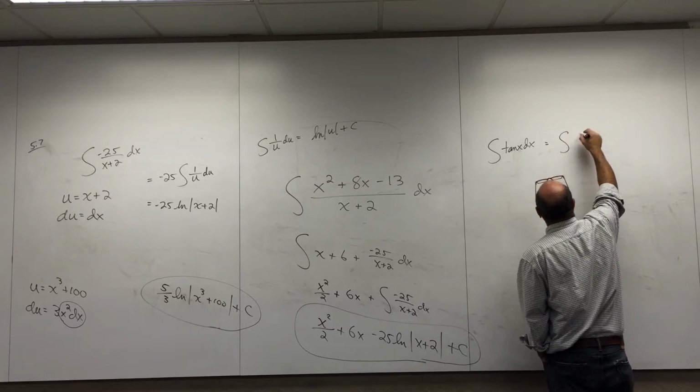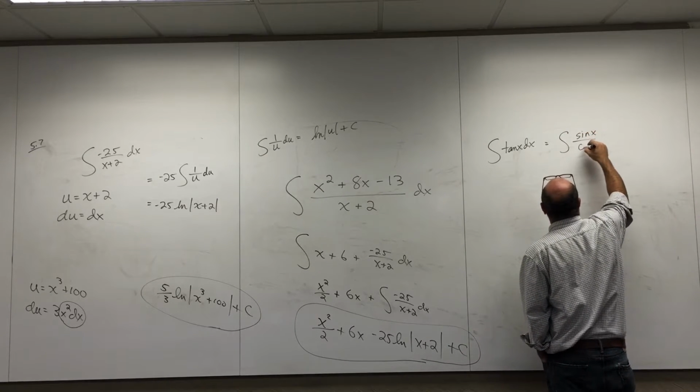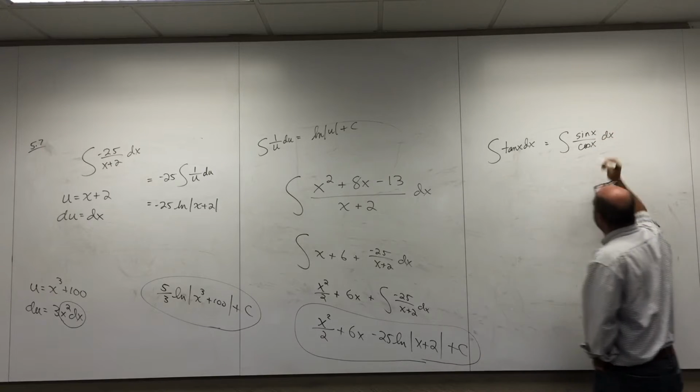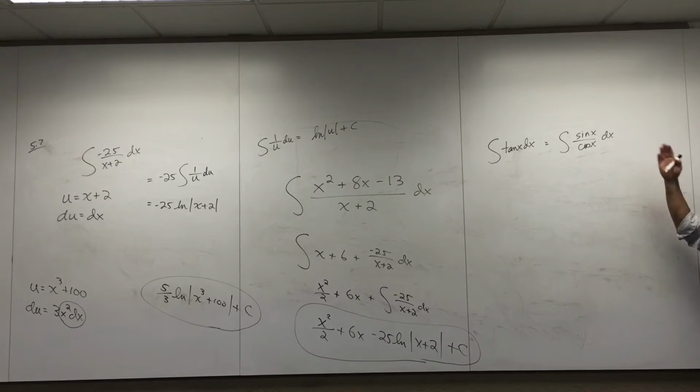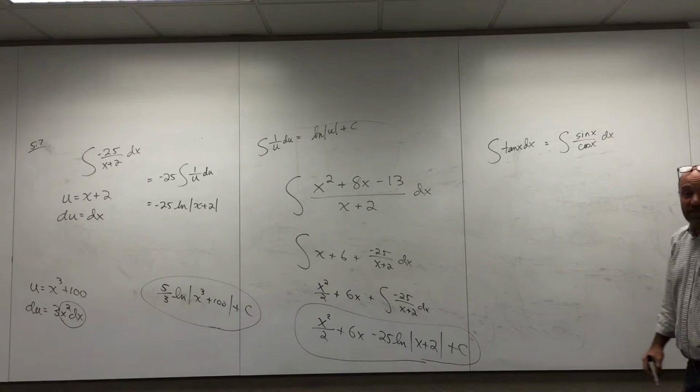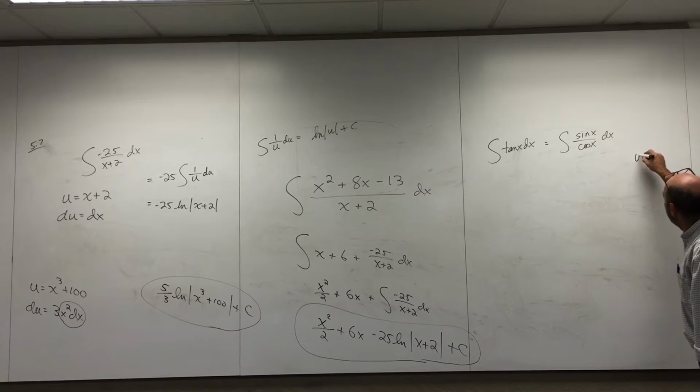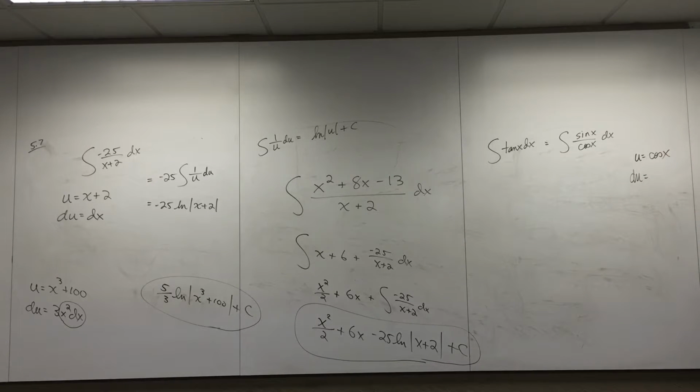I'm going to change it to sine over cosine. That's what I'm trying to get at. A tangent is a sine over cosine. That's an identity you should know. And now I think I want to do u substitution. I want to let u equal the denominator. I want to let u equal cosine x. What is the derivative of cosine? Negative sine x? Right. So negative sine x dx.